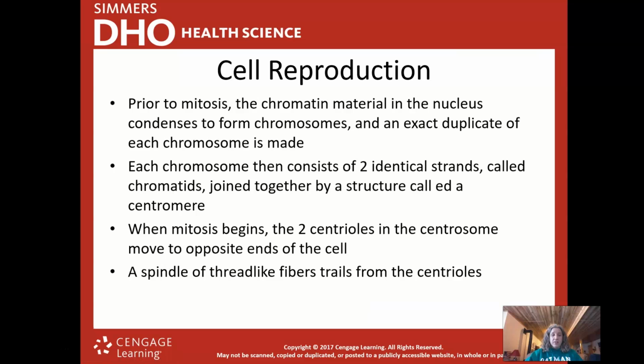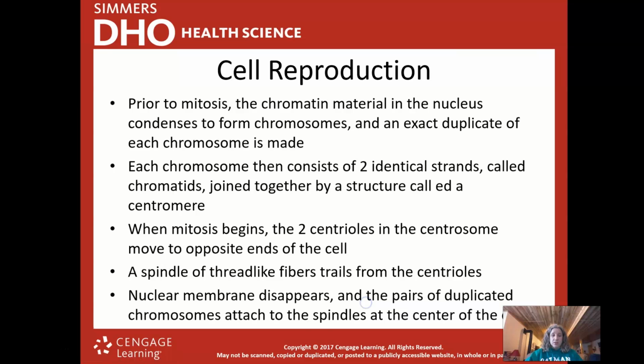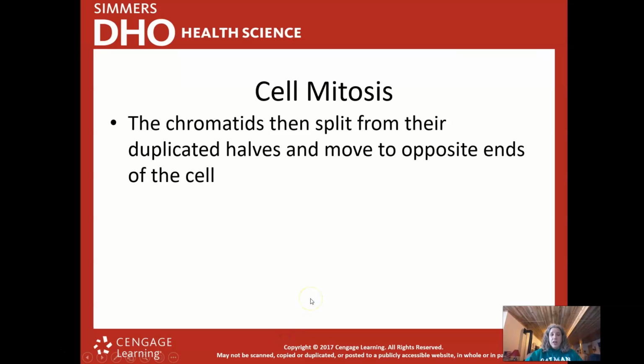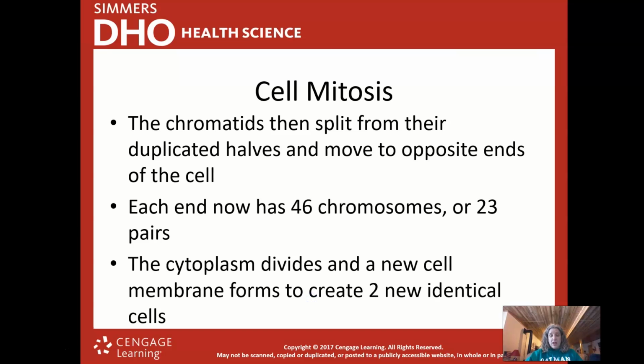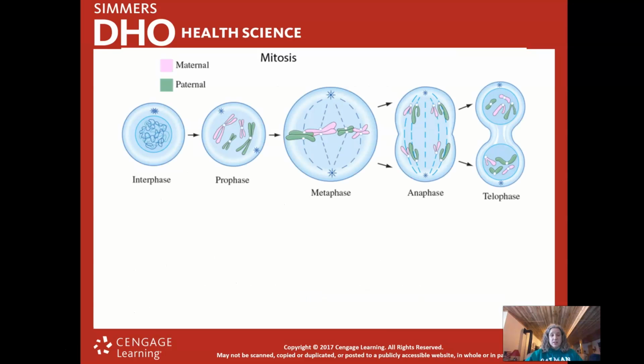A spindle of thread-like fibers trails from the centrioles. The nuclear membrane disappears and the pairs of duplicated chromosomes attach to the spindles at the center of the cell. The chromatids then split from their duplicated halves and move to opposite ends of the cell. Each end now has 46 chromosomes, or 23 pairs. The cytoplasm divides and a new cell membrane forms to create two new identical cells.